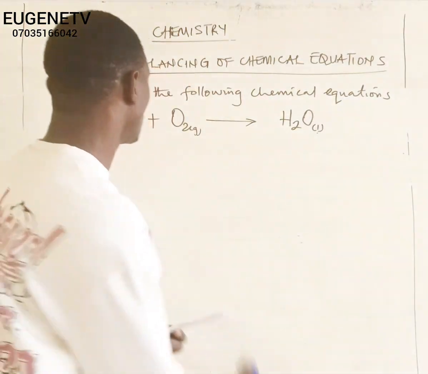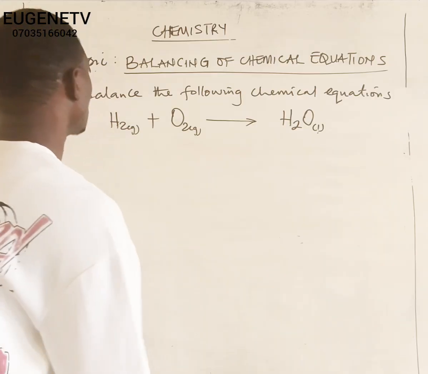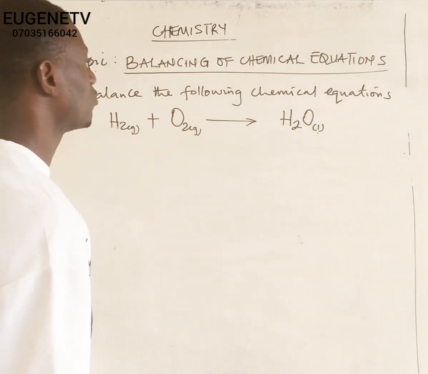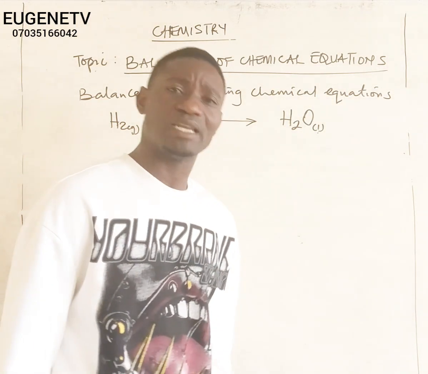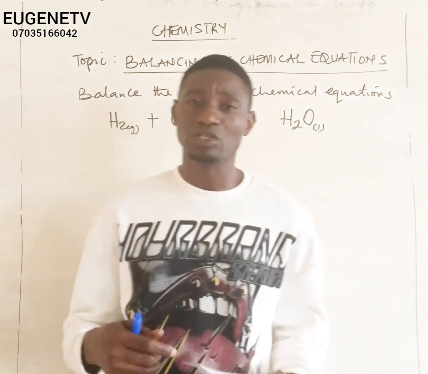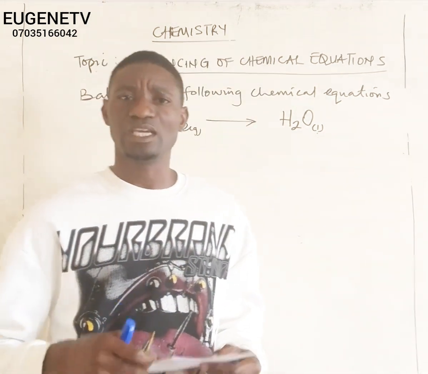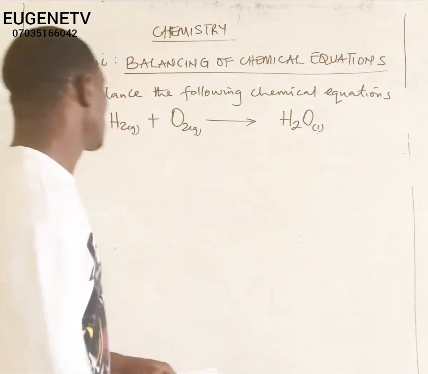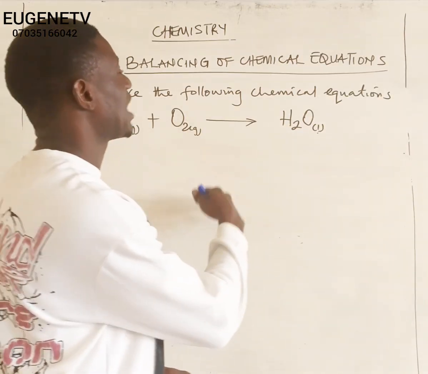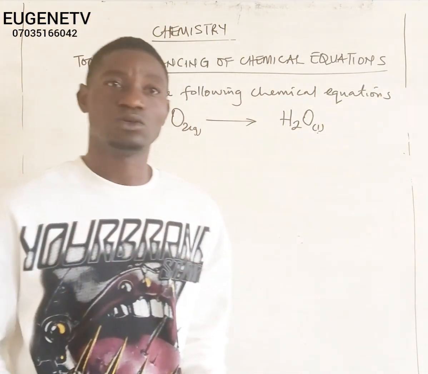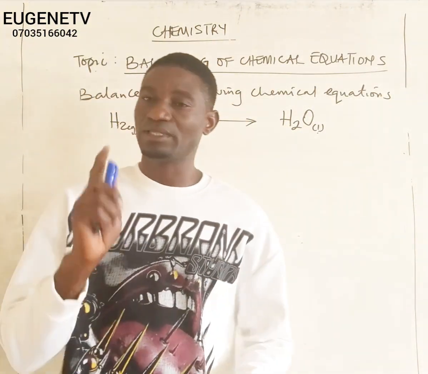Alright, let us go on. The question says we should balance the following chemical equation. Let's take a look at what a chemical equation is first. A chemical equation simply refers to a change whereby substances called reactants are converted to another form of substance known as product. Let me take that again.